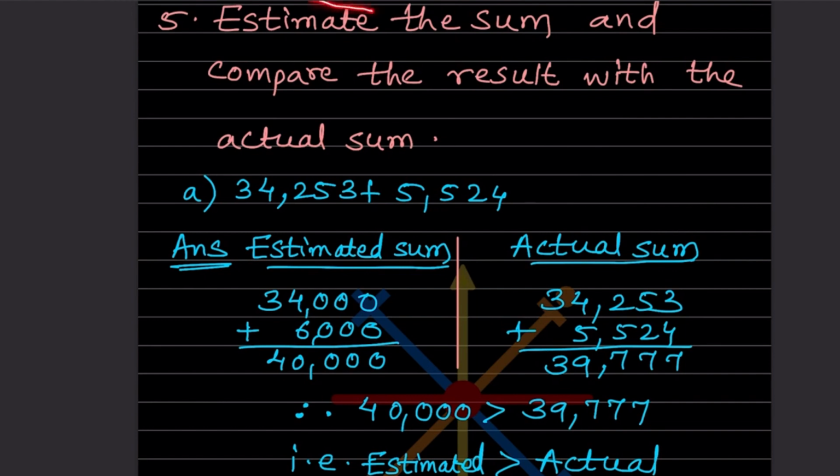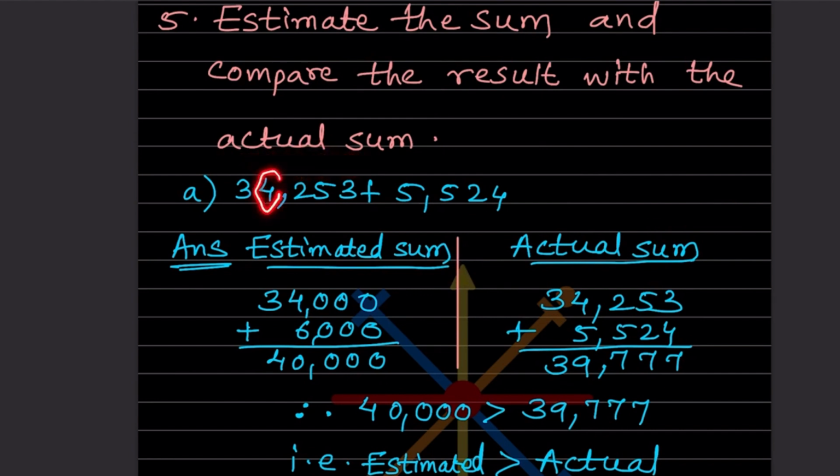So here now we are going to see about the estimate, the estimated sum, and then we are going to compare the result with the actual sum. This is the question given. So what are we going to do? We are going to round these numbers because we have to find the estimated sum and then the actual sum, and then we are going to compare it. So rounding here means ones, tens, hundreds, thousands and 10,000.